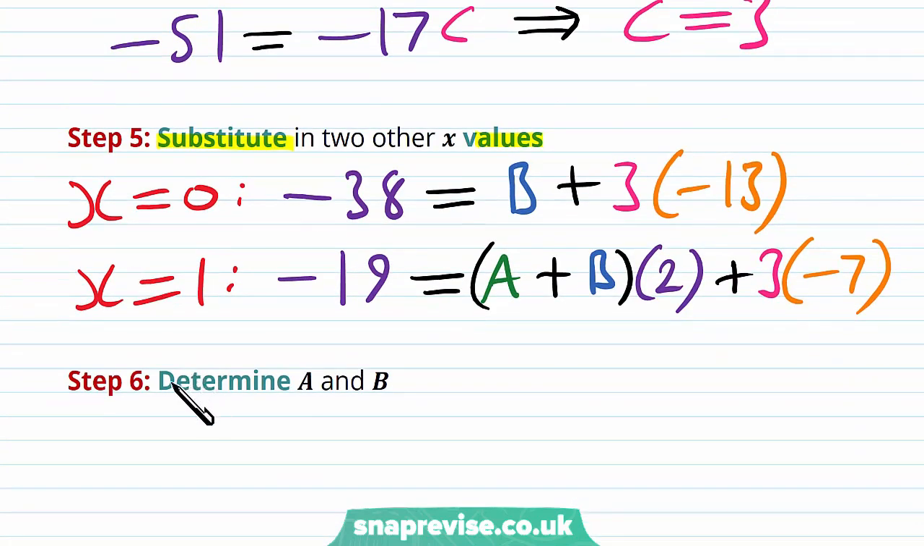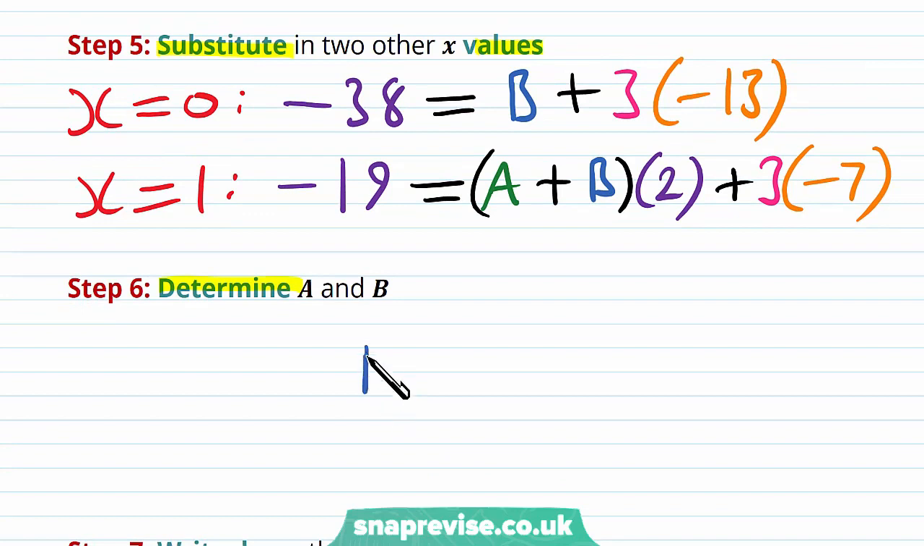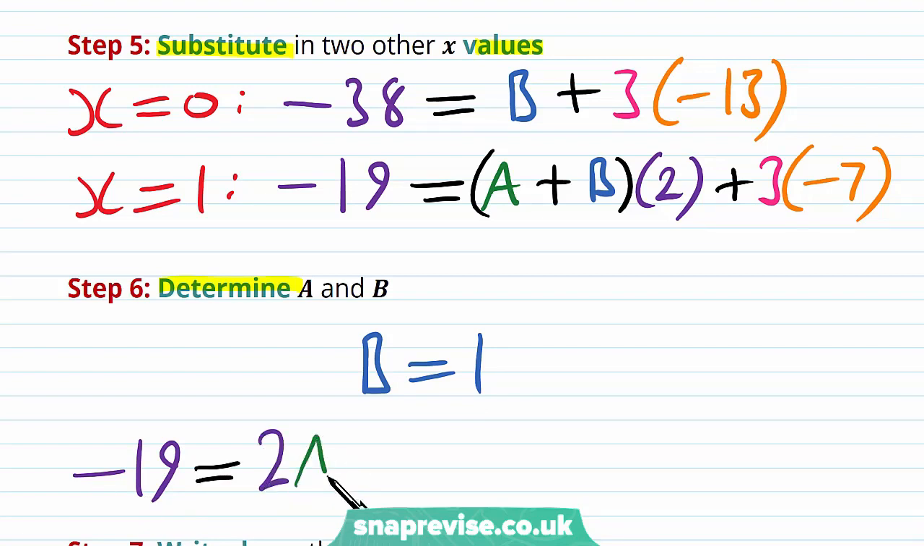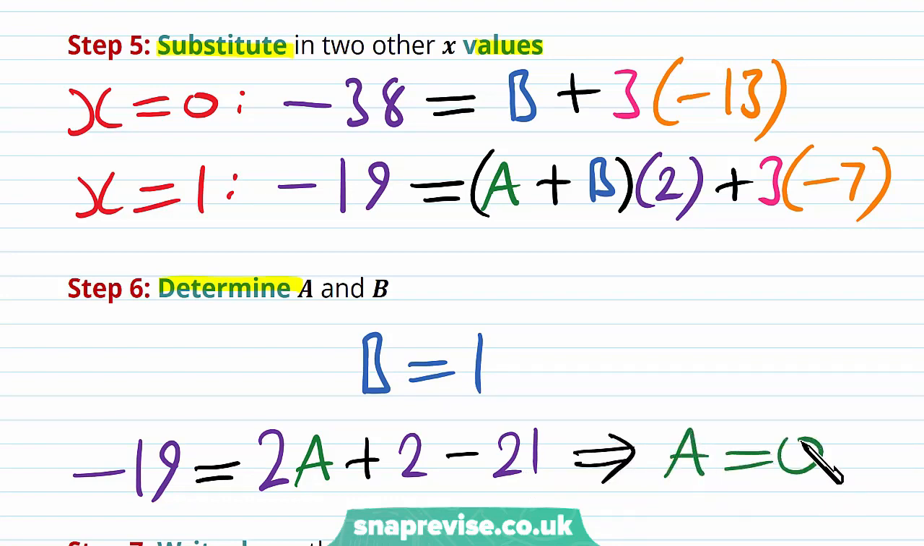The sixth step is to determine a and b. On the right-hand side of the first equation, we have b minus 39, and when we add that across to the left-hand side, we get b equals 1. And for our second equation, now that we have the value of b, we can substitute in and simplify. The left-hand side is still minus 19, but the right-hand side is 2a by expanding with the 2, and a plus 2b, well that's plus 2, using the value of b, and then a minus 21, from the 3 times minus 7, and therefore when it's all said and done, we have in fact that a equals 0.